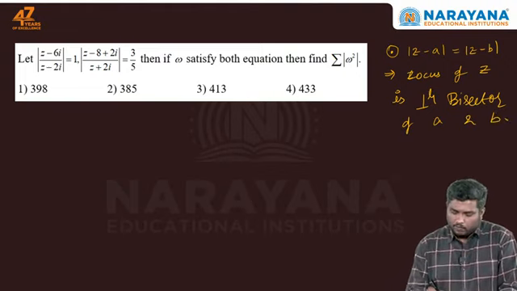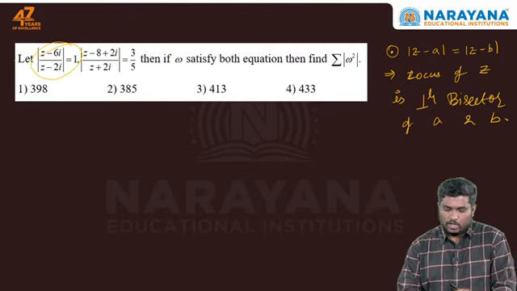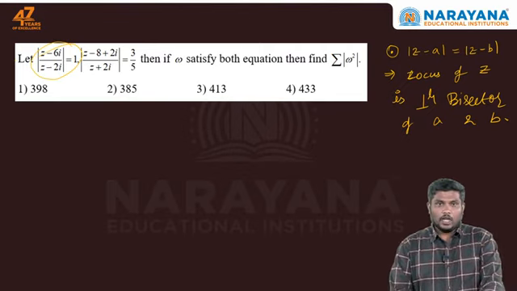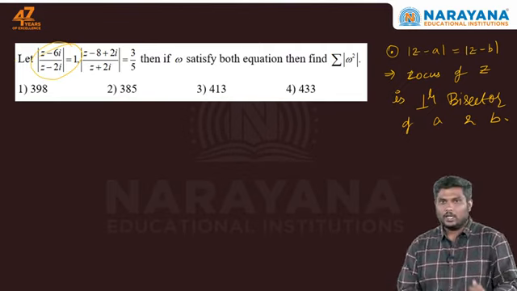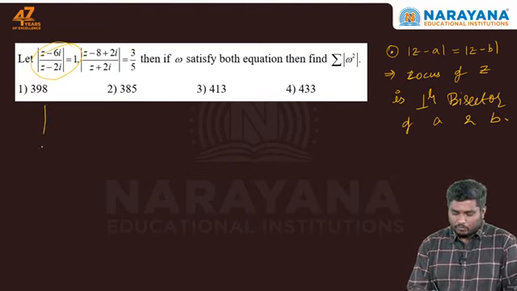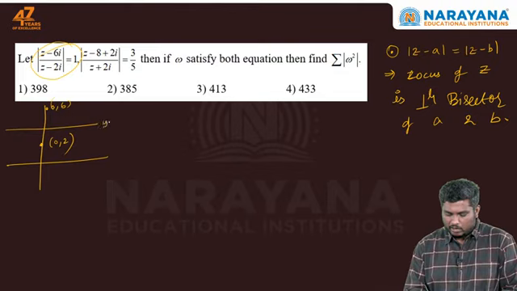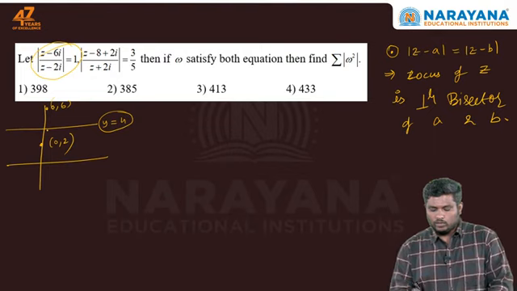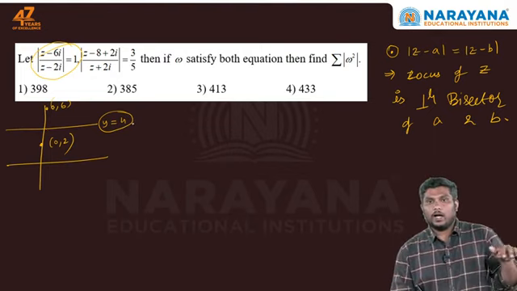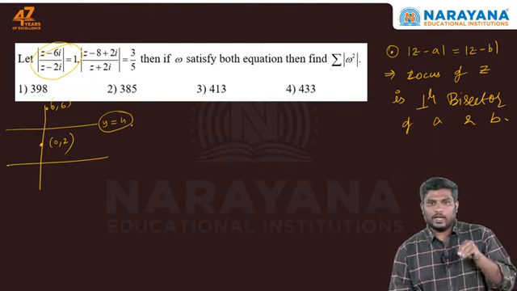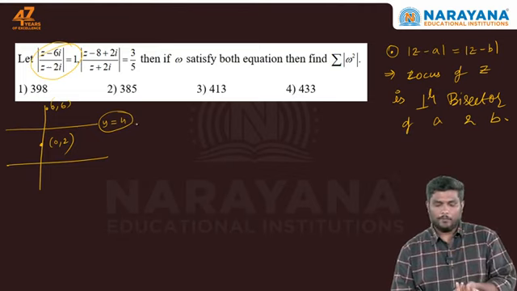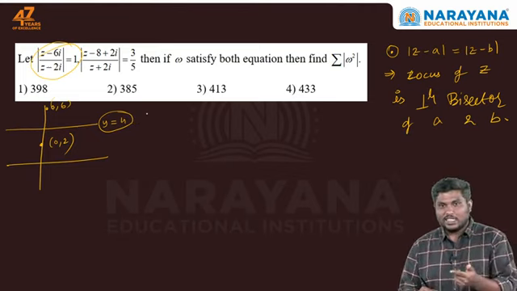So clearly from the first equation one should identify that the locus of z is a straight line, basically a perpendicular bisector. This is 0 comma 2, this is 0 comma 6, and the perpendicular bisector should be y is equal to (6 plus 2) by 2, which is 4, which means the imaginary part on this line will always be 4. Okay, now I'm going to substitute that in the second equation.